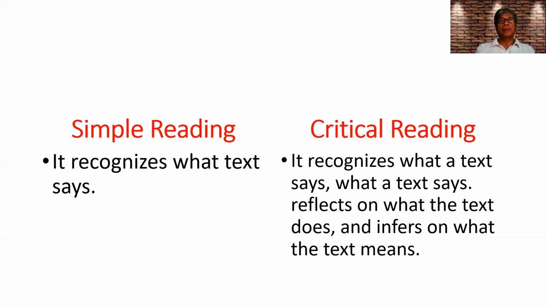In simple reading, you recognize what the text says, with questions like what's the main idea of the text. You find facts in the text, so that's more on comprehension. But critical reading recognizes what the text says, then you have to reflect on the text, on what the text does. You have to infer what the text means, not necessarily what it is, but you have to look at that thoroughly.